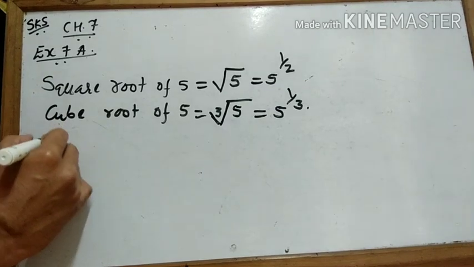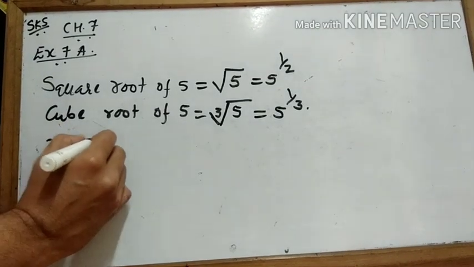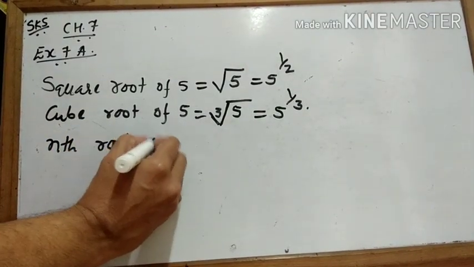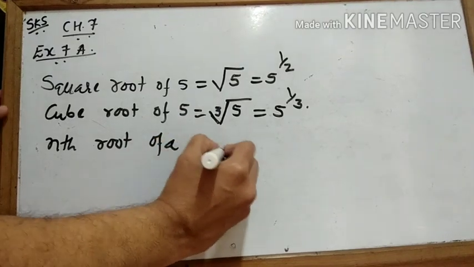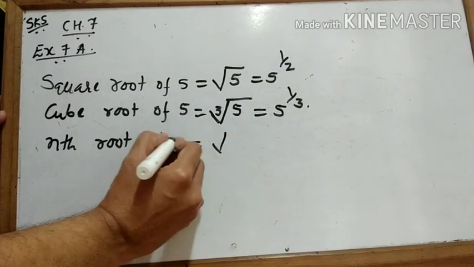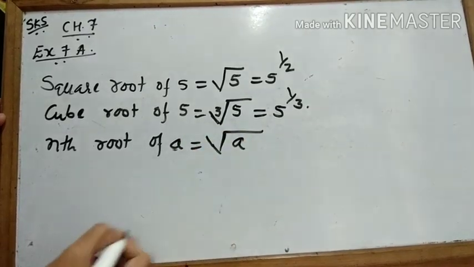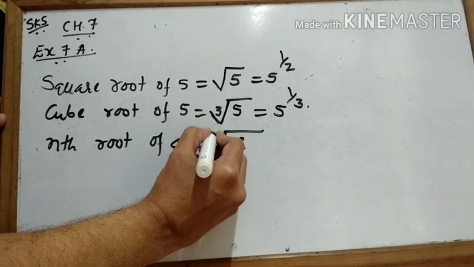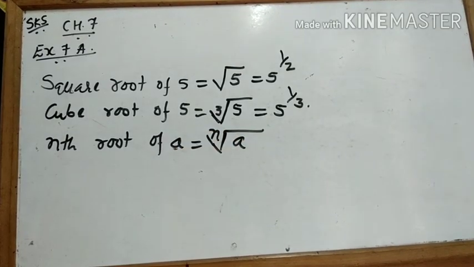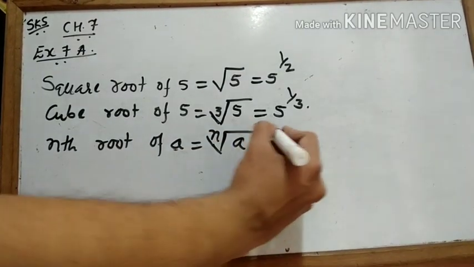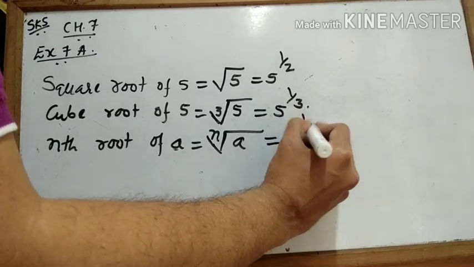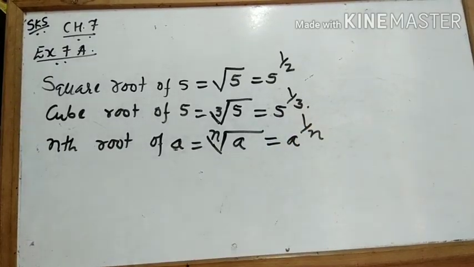If somebody is asking me the nth root of a number, say nth root of A, it will be written down as A under the root sign and n inside the V sign, and the same thing can be written down in the form of an index as A raised to 1 upon n.